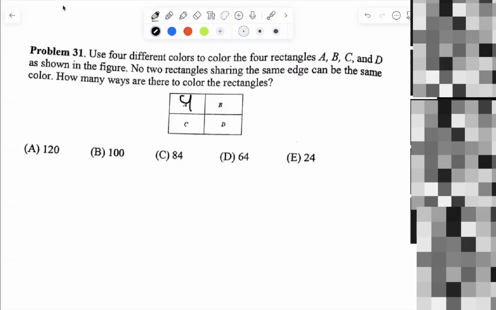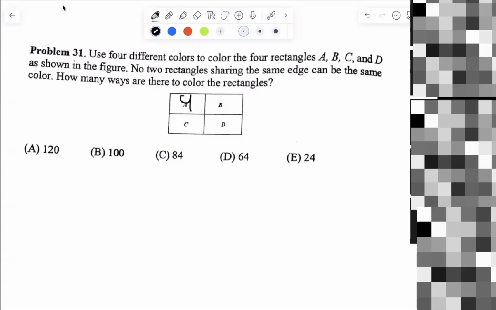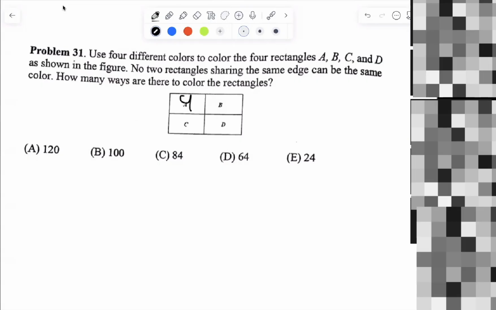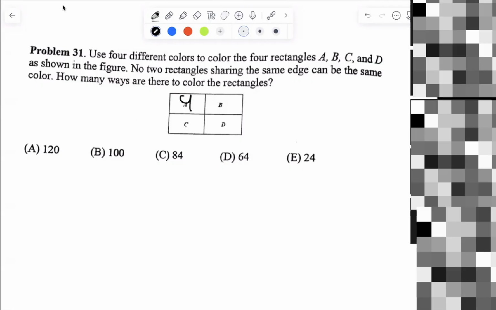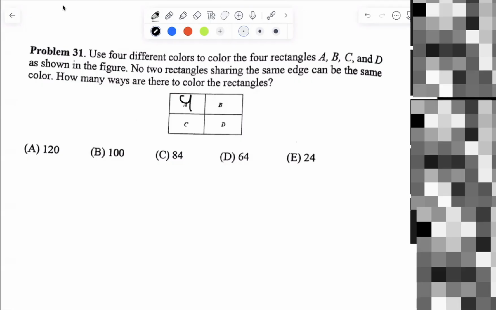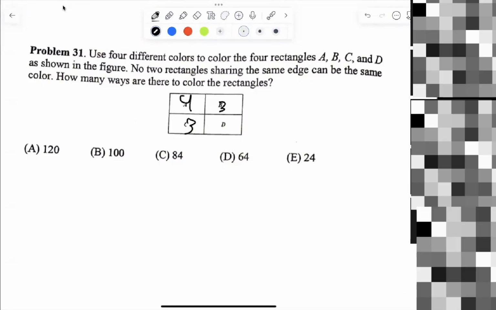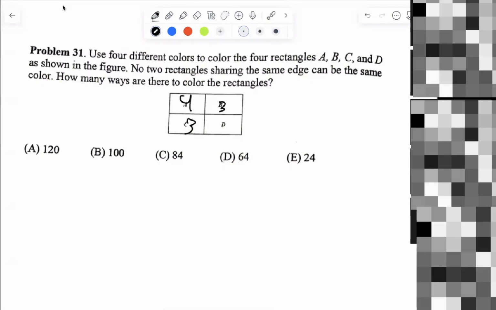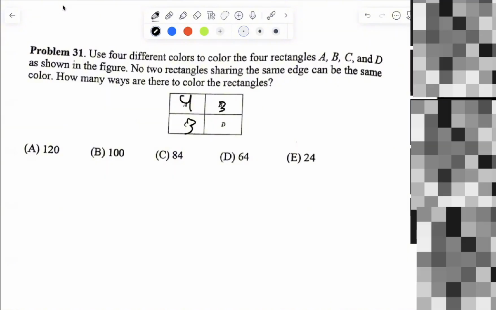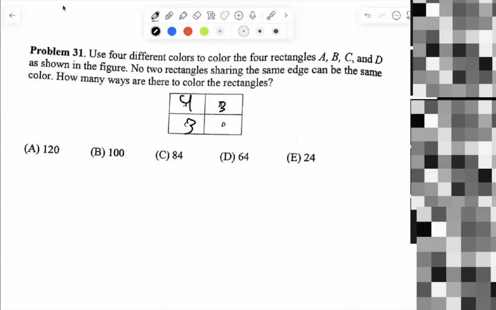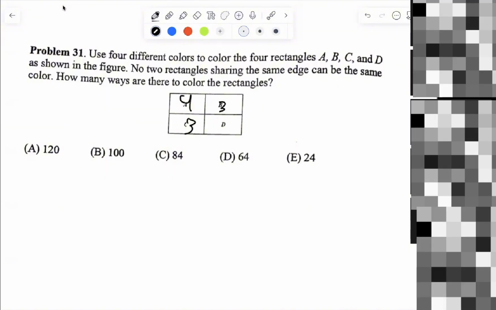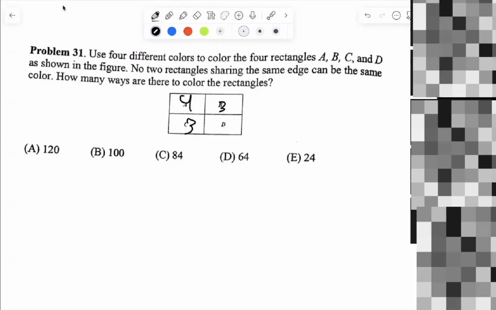Now B and C cannot be the same color. I mean, B cannot be the same color as A, and C cannot be the same color as A. What can I do from there? Since they're not the same color, this one has three choices. This one also has three choices. Why? B and C do not share an edge. So since they do not have an edge in common, they can be the same.